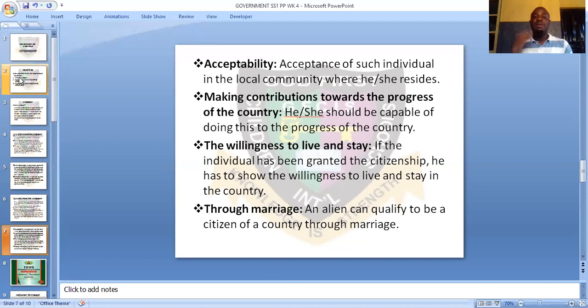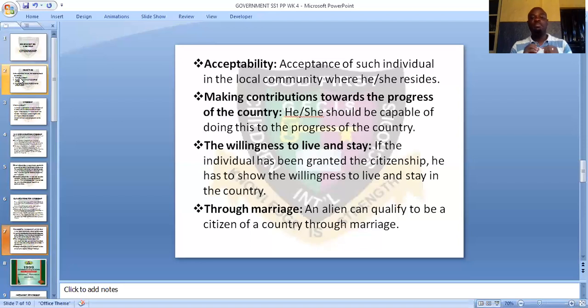He or she should be capable of doing this. Like I told you, the person must have contributed a quota to the progress of either the local community or the country at large, maybe by having a company or something, so that they can actually say, yes, this person has contributed to the growth of this nation. Then another one is the willingness to live and stay.